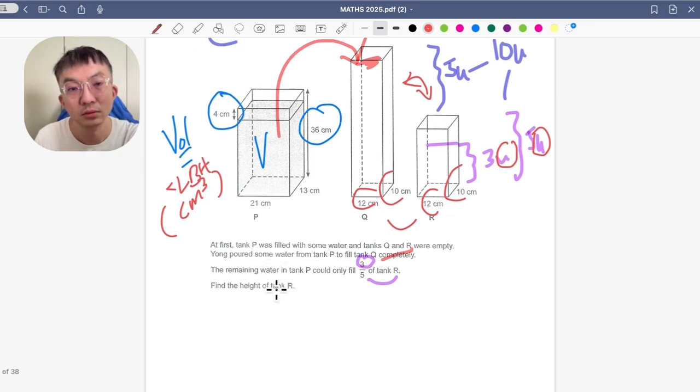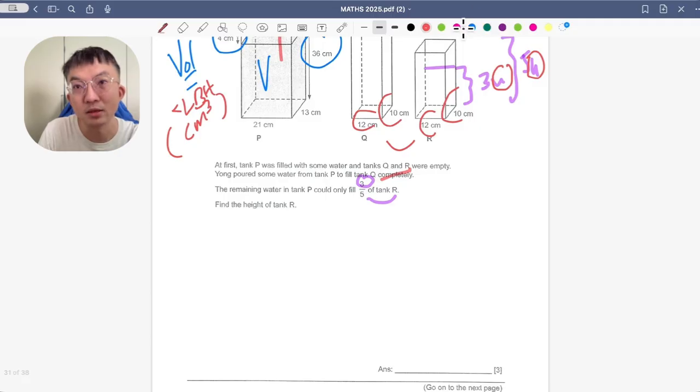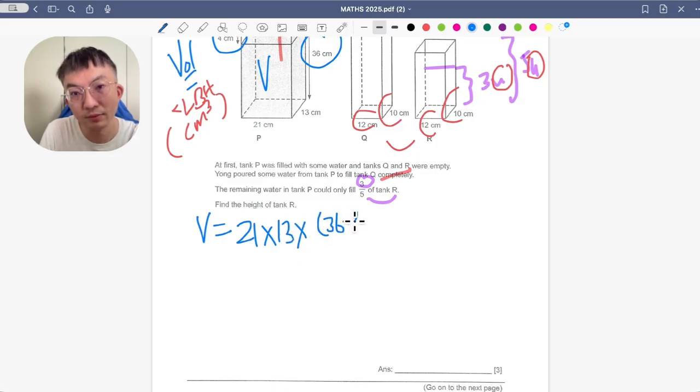So moving on, what we can do at the start is first find the volume, which is equal to base area times height, which is 36 minus 4 to give you 32, and you have 8736 cm cubed. Okay?